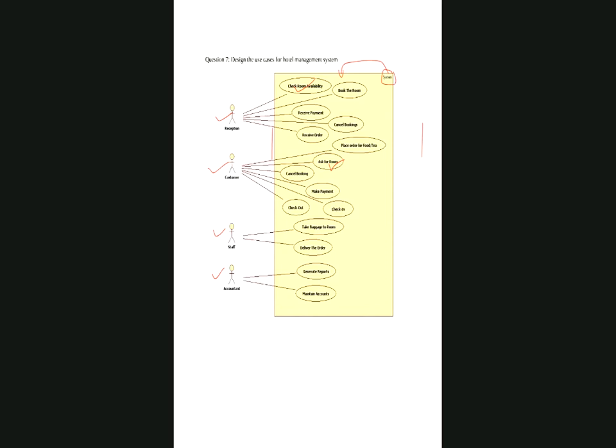When the customer is informed about whether the room is available or not, he can book the room. He will say that I want to book the room. Then actually who is booking? The receptionist will book the room. But before booking the room, he will take payment. So it means the customer has to make payment. After the payment is received, then only the booking will happen.